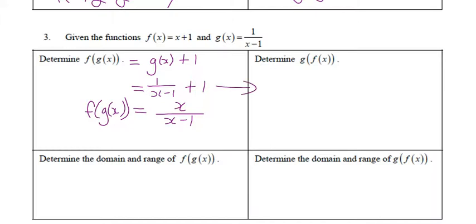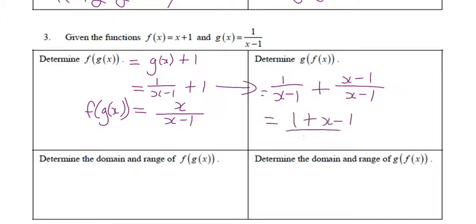I'm going to do this over here and I'm going to erase it, so you can see it. It makes perfect sense. We need a common denominator, right? What's your common denominator? x minus 1. Oh my god, the ones cancel out.